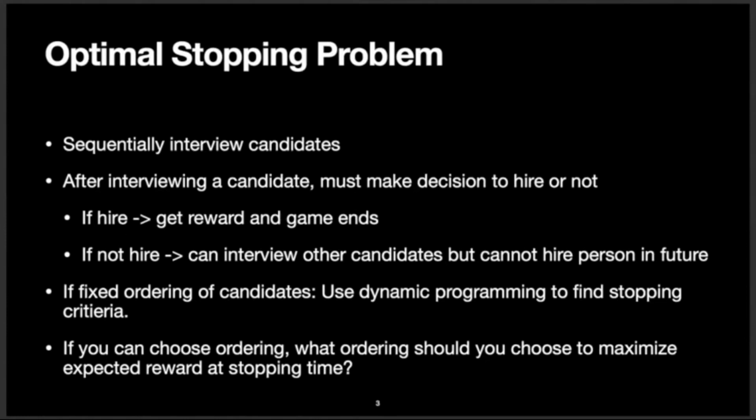Now, the main focus of our work is if you have to choose the ordering of the candidates as well as the stopping criteria, what is the best ordering you have to choose in order to maximize the expected reward at the stopping time? You can imagine that in many real-world settings, including hiring candidates, you as the decision maker have control over the ordering. As HR, you can choose which candidate to bring in first and which to bring in second. So in many real-world settings, it's realistic that you can choose the ordering of the variables that you probe.